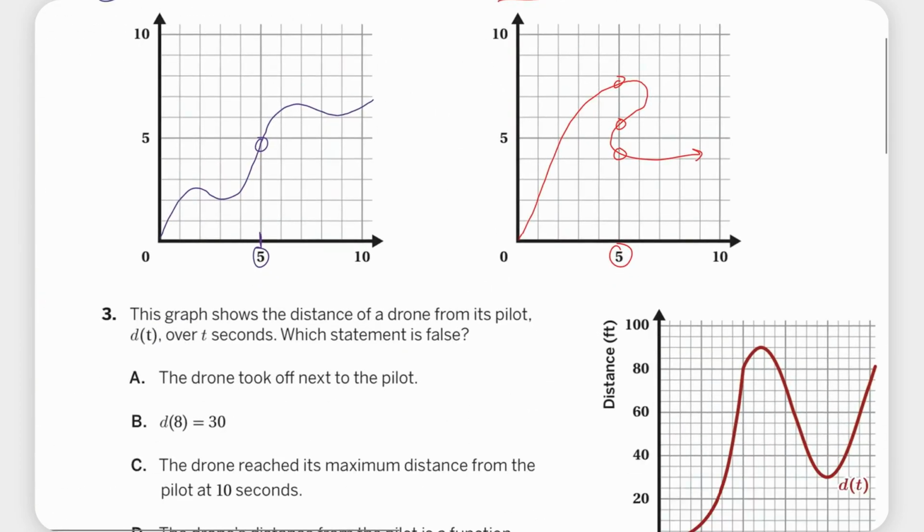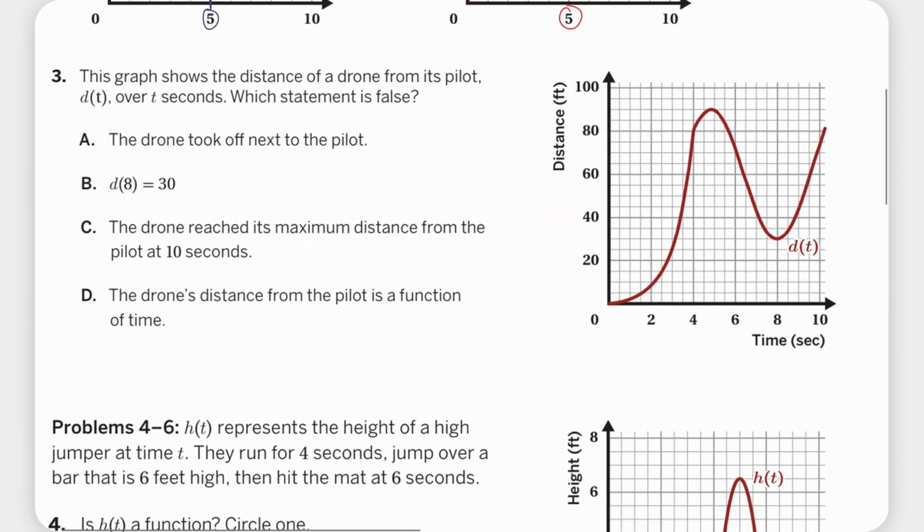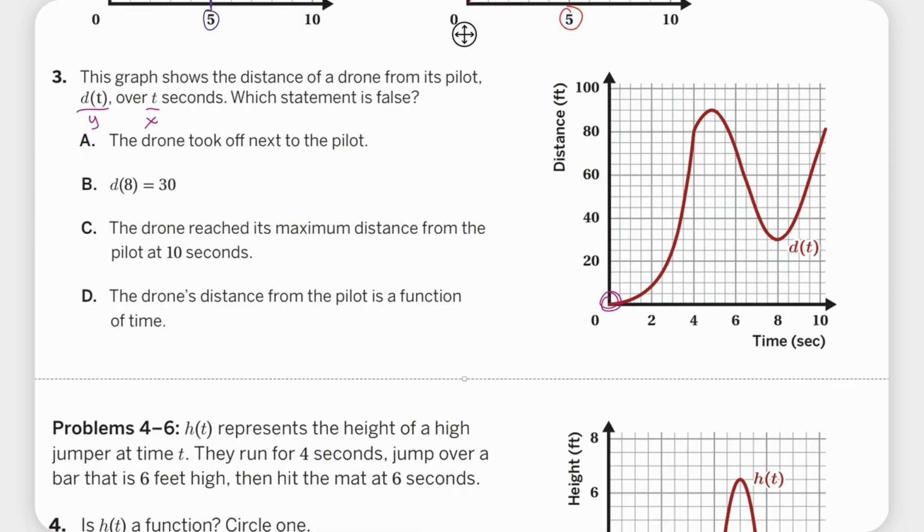For number 3 here, it says this graph shows the distance of a drone from its pilot, d of t, over t seconds. So that's kind of like our y value, and t is kind of like our x values. So which statement is false? It says for A here, the drone took off next to the pilot. Well, when we're taking off here, that's right at 0. And it looks like we are at 0 distance or feet from the pilot. So I would say that this one here is true.